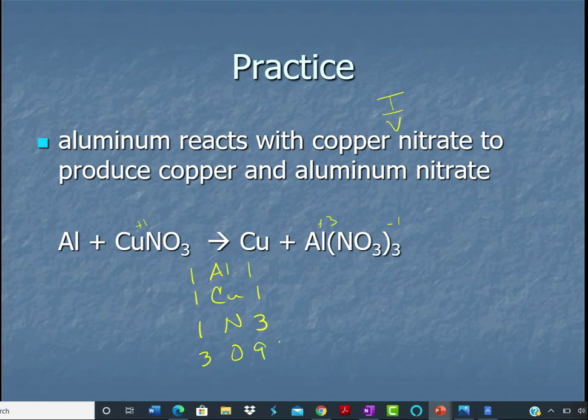So we need to balance those nitrogens and those oxygens out. So I need to multiply, get 3 nitrogen this side. If I put a 3 here, that gives me 3 nitrogens. That gives me 9 oxygens, but it also gives me 3 coppers. That's okay, I can fix that by putting 3 coppers. And now my equation is balanced. Did you get that? Good job.